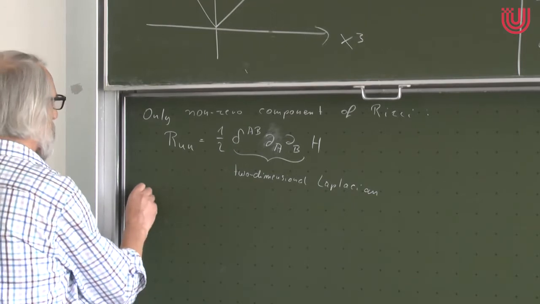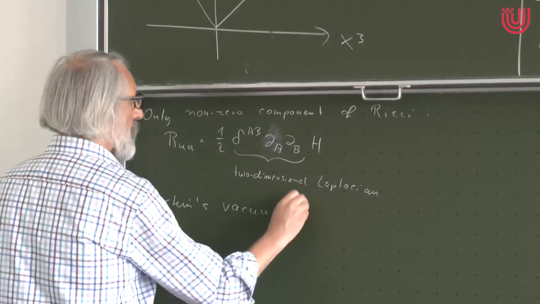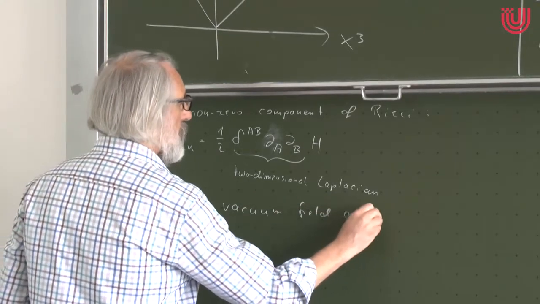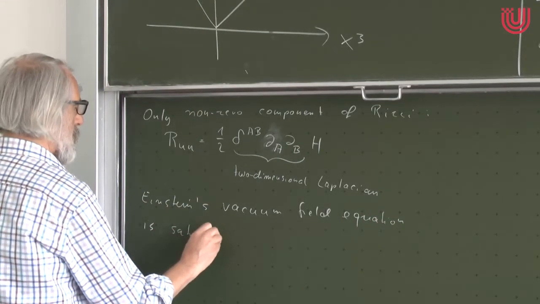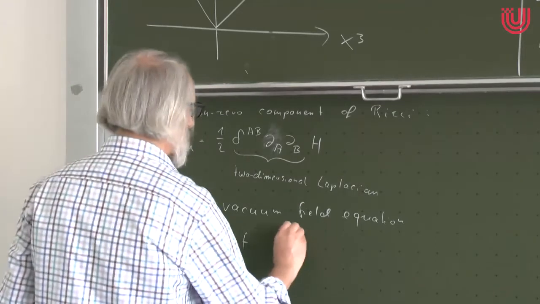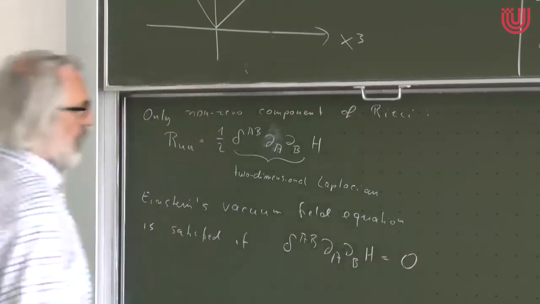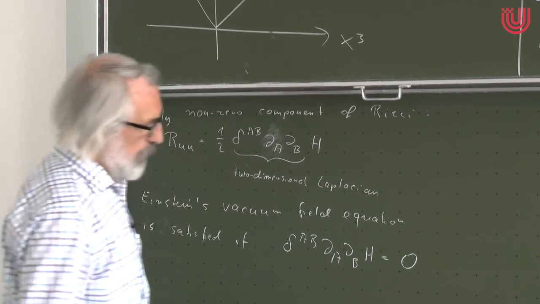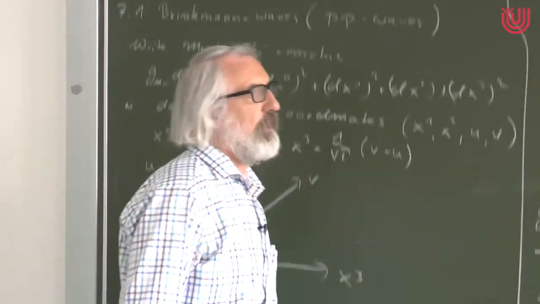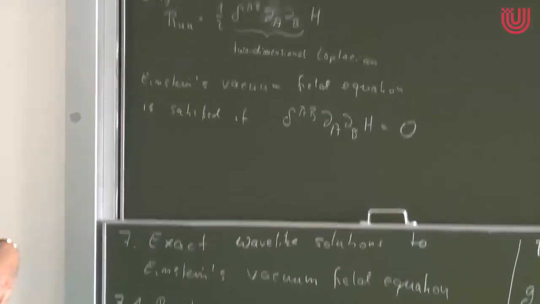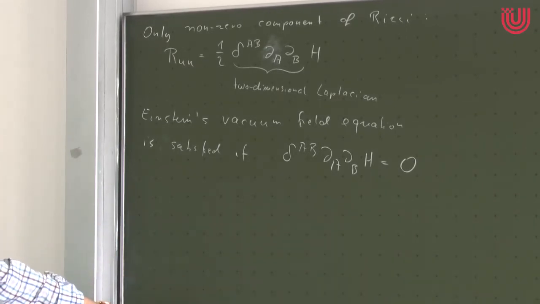satisfied. So Einstein's vacuum field equation is satisfied if the Laplacian applied to H is zero. And if you assume this, then we have something which may be interpreted as a gravitational wave. Yeah? It's a solution to Einstein's vacuum field equation. So I have only vacuum situation, so only a gravitational field, no sources.